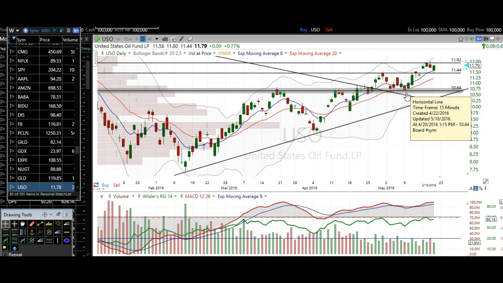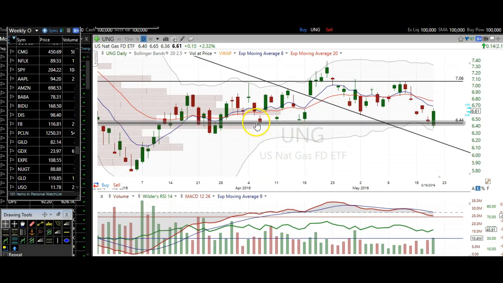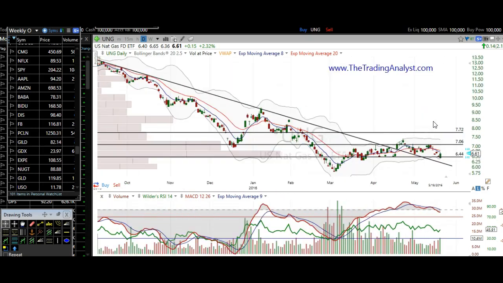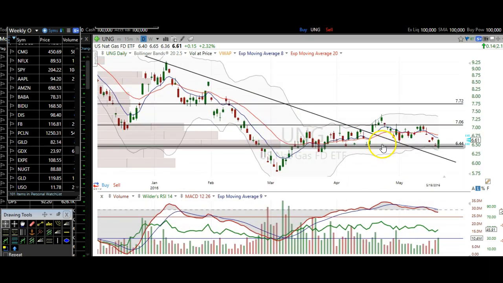Next, I want to cover natural gas via UNG, and we are at a major support here, about 644 right here. This is a level that you want to see hold if you're bullish on natural gas. We broke over a downtrend line right here, over here, but again, as I mentioned in the last video, we haven't had the strongest action since then, but we're still above the downtrend line.